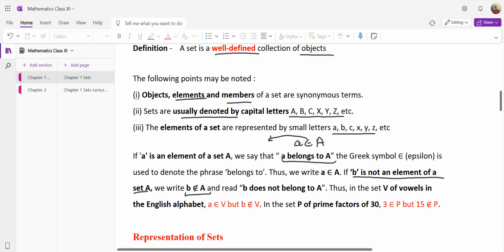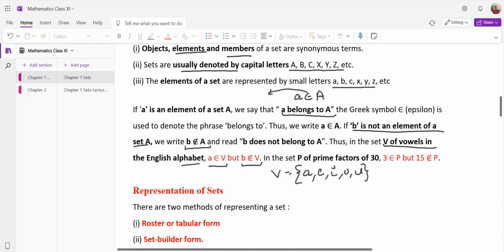Thus, in the set V of vowels in the English alphabet, we can represent it by writing V. What are the vowels of the English alphabet? A, E, I, O, U. From this set, one can clearly write that a belongs to this set, but b does not belong to this set.